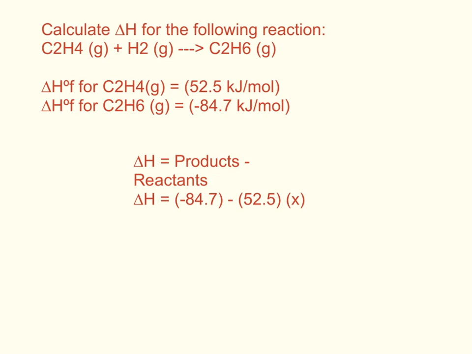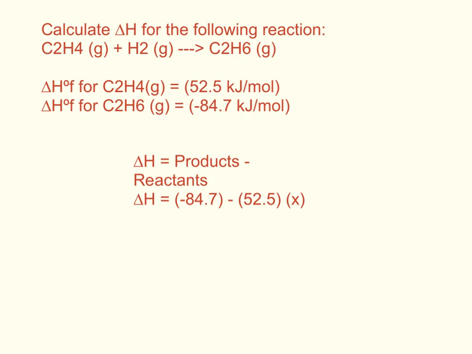Okay, so we're going to calculate delta H for the following reaction: C2H4 plus H2 equals C2H6. The enthalpies of formation are given. The enthalpy of formation for C2H4 is 52.5 kilojoules per mole, and the standard enthalpy of formation for C2H6 is negative 84.7 kilojoules per mole.